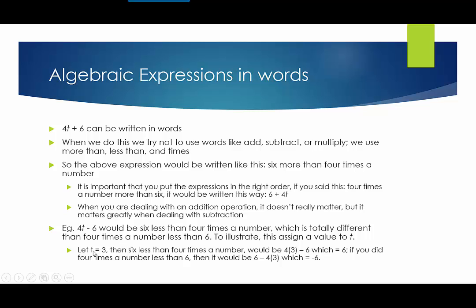So as an example, if t equals 3, then 6 less than 4 times a number would be 4 times 3 minus 6, which equals 6. 4 times 3 is 12, minus 6 is 6. If you did 4 times a number less than 6, then it would be 6 minus 4 times 3, which is negative 6, a completely different answer than our positive 6 up here. So it's really important that you pay attention to what order they go in. And if they're written out backwards from the way you would put them in numerical form, you're almost always going to get it right.